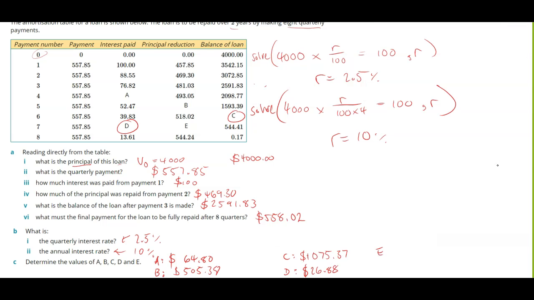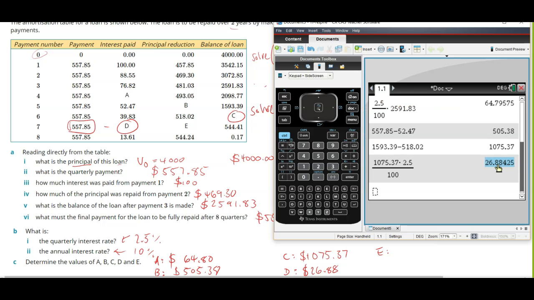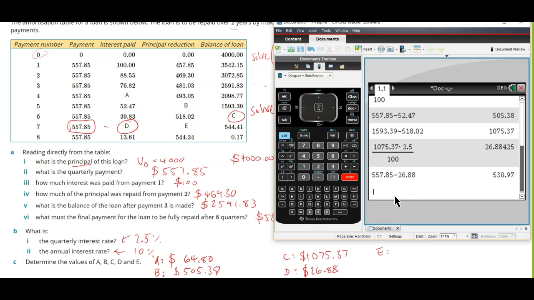Okay, and lastly, E. That's the difference again between this one and D. So we're going to go, all right, 557.85 take 26.88, which is $530.97.